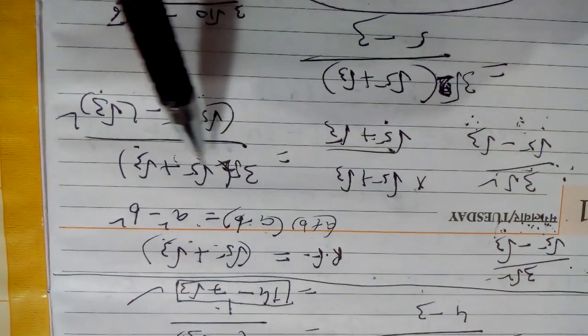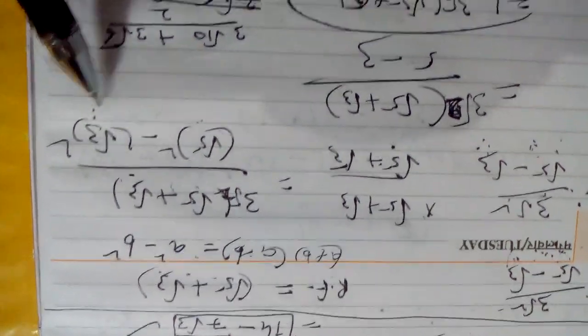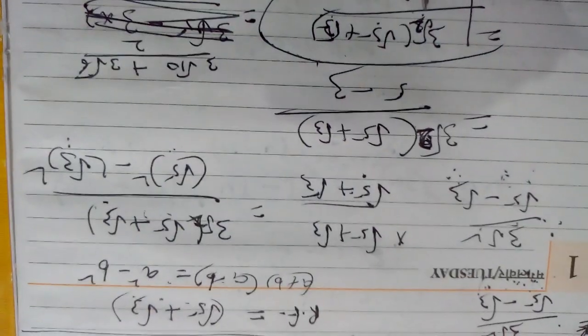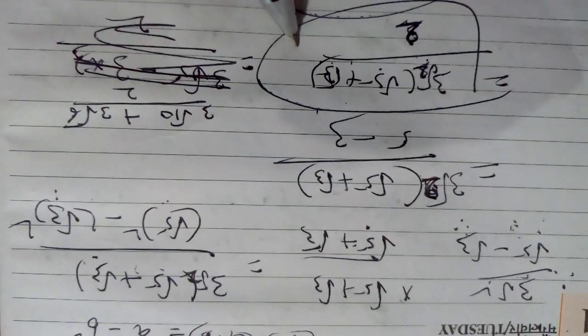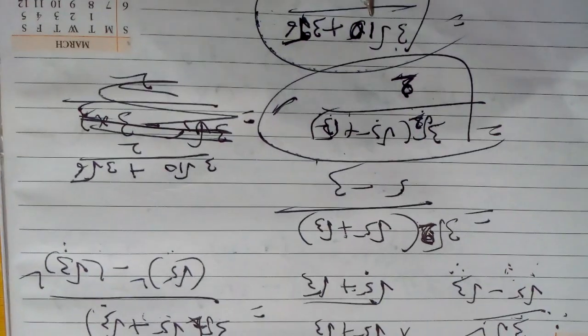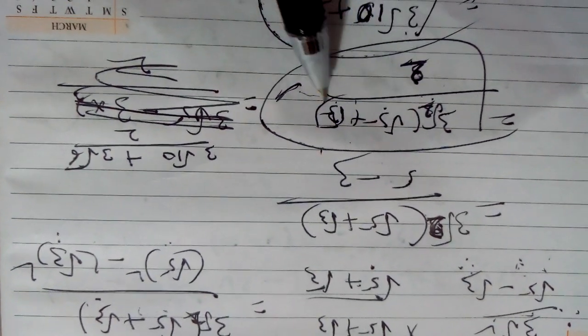So 3 root 2 into root 5 plus root 3, over root 5 square minus root 3 square, getting 5 minus 3. 3 root 2 multiplied by these numbers in the bracket. When you open the denominator you are getting 2, a rational number. It is your answer. Or you can open it. So 3, 5 twos are 10, 3 root 10, and 3 outside and 3 here.